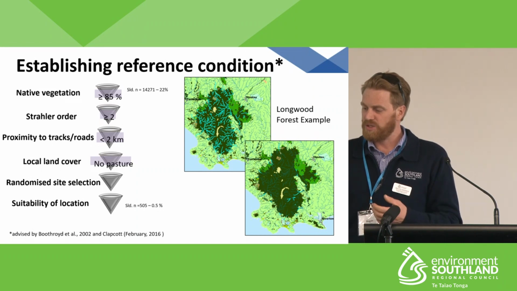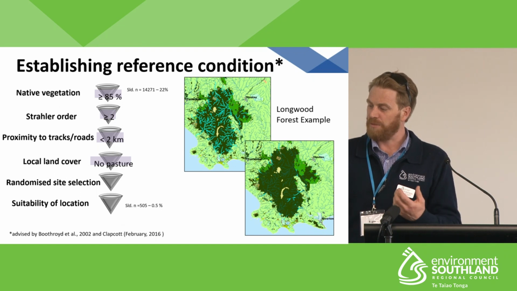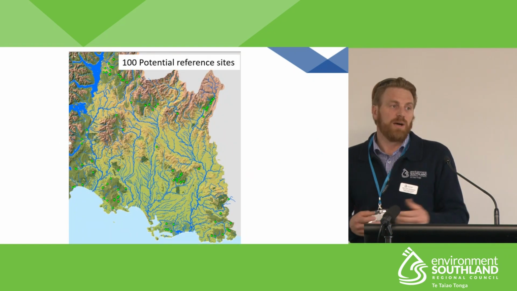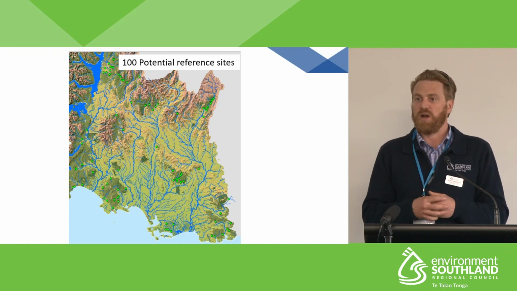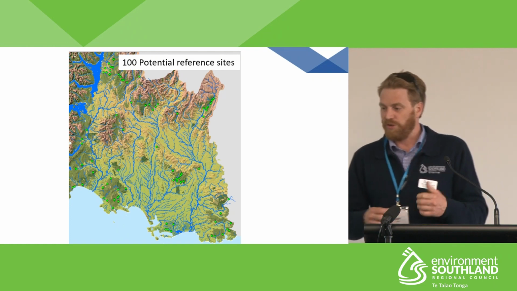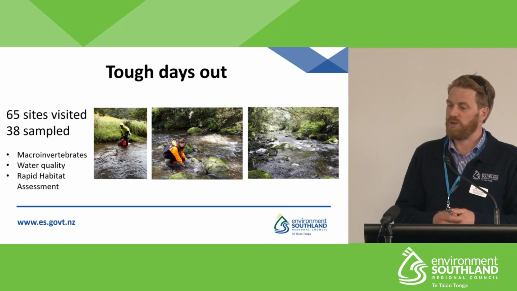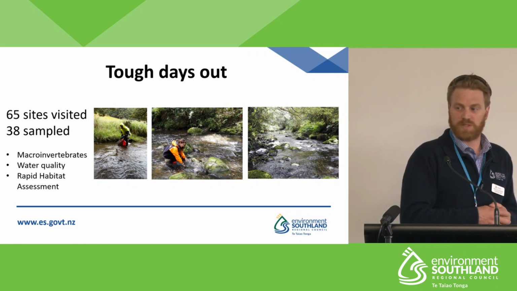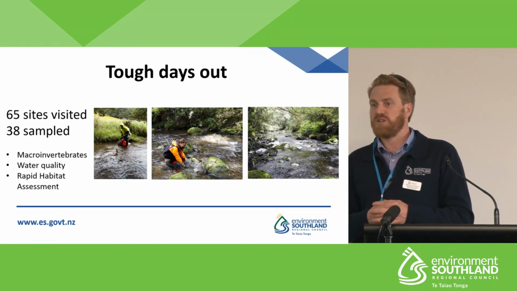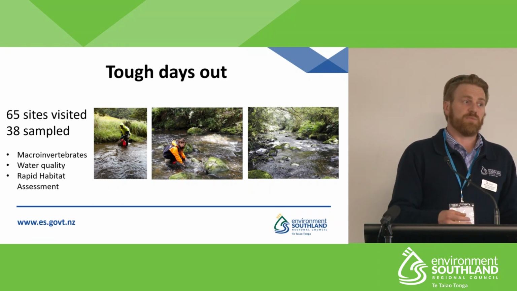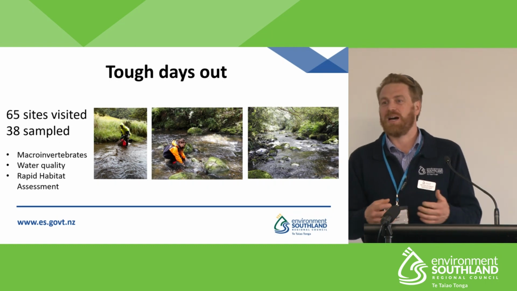So at the end of this process, we applied randomised selection to that smaller number of sites, and we identified 100 around the region, potential reference sites that we wanted to go out and collect some information on: invertebrates, water quality, and also apply the rapid habitat assessment protocol. So far we've got out to about 65 of those sites, and 38 of them have been actual rivers where we've been able to collect a sample from.